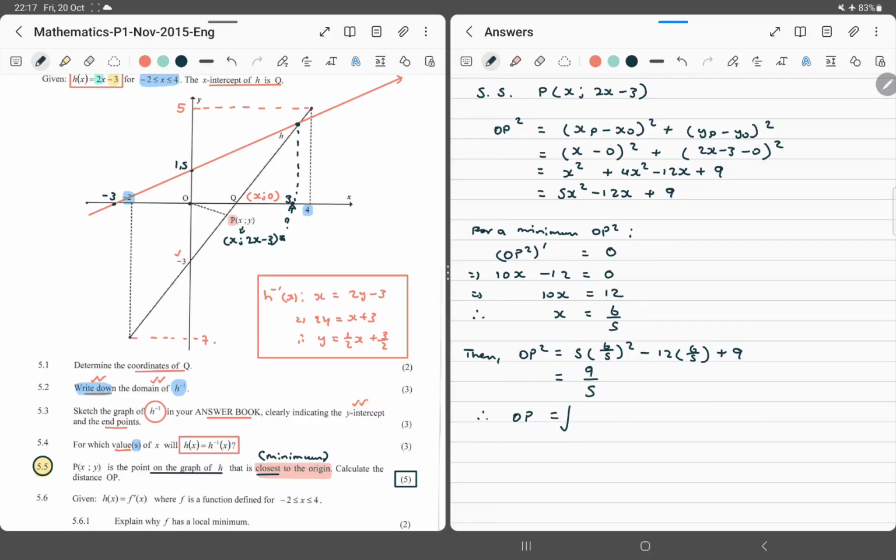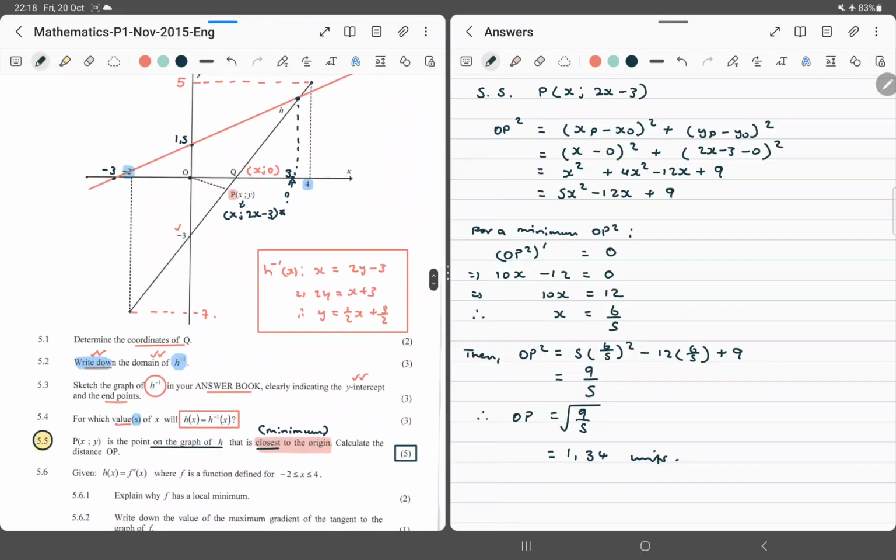Is going to be the square root of 9 over 5. Let's see, the square root of the answer there is giving us 1,34 units. Okay, so that question is a bit silly, so it applies calculus. So can you see? You already know these things.